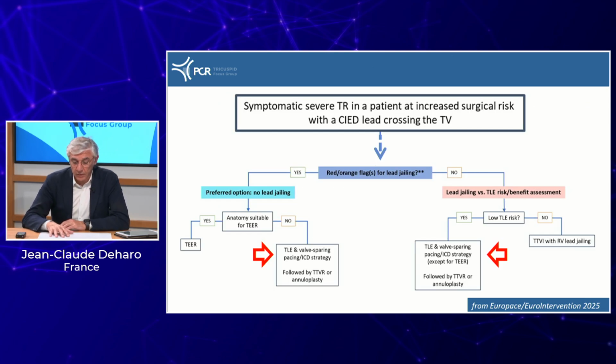So we wanted, in this consensus, in this scientific statement, to make it practical, and we wanted to have a discussion about when to have transcutaneous, transvenous lead extraction in some patients. We already saw that there are some red or orange flags for lead jailing. In case these red or orange flags are present and lead jailing is something that we do not want, we should go to tricuspid lead extraction in many of the patients, except the ones we will go to edge-to-edge repair of the tricuspid valve.